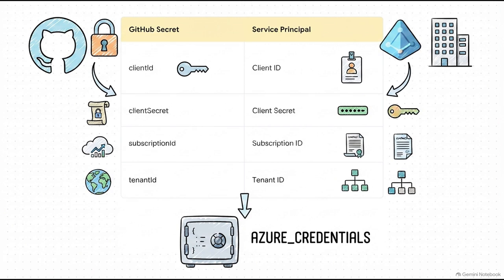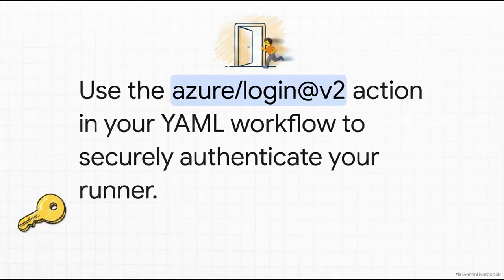You'll need your client ID, the client secret, your subscription ID, and your directory or tenant ID. Once you've got those, you package them all up into a single JSON format and save it securely as a repository secret. Most folks just name it Azure_credentials. Okay, so once those credentials are safe and sound, what next?